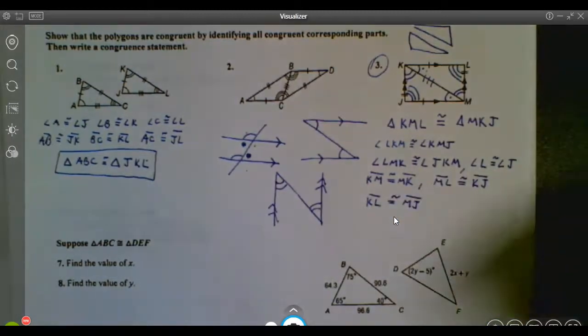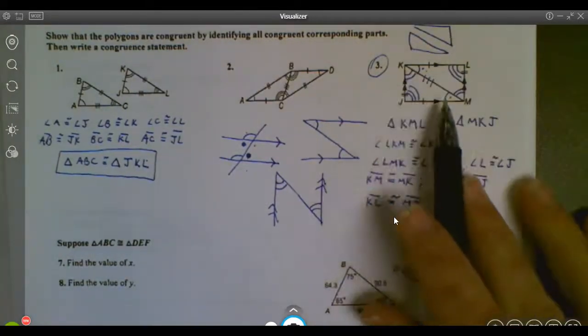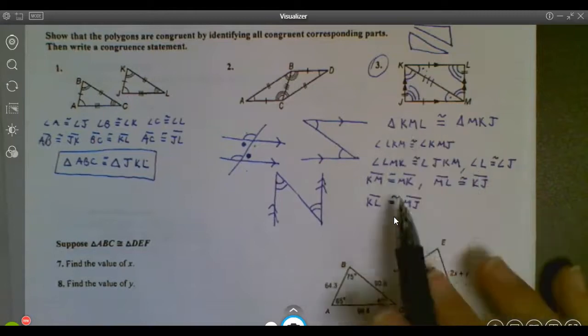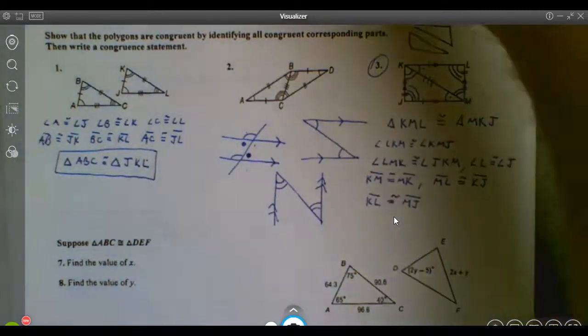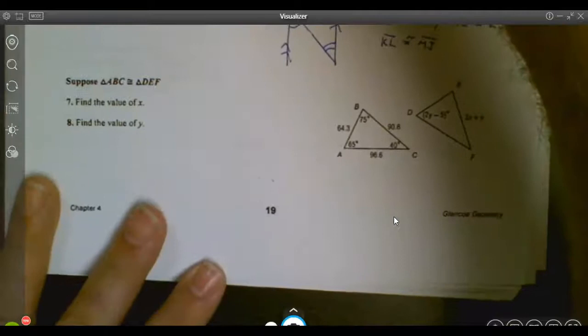All right, so there's our 6 corresponding parts. So that's the whole idea. We're identifying the parts in the diagram. We're writing a congruent statement. We're also identifying all 6 parts right there. So now let's see how we can put some of this to use.